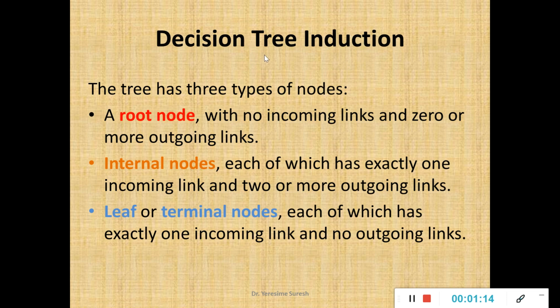Now you all know that a tree is nothing but a graphical representation which has some vertices and edges. The same concept is replicated for the decision tree, wherein the decision tree has three types of nodes. The first one is the root node, the second one is the internal node, the third one is the leaf or terminal node. Now what is this root node? It's a node with no incoming links and 0 or more outgoing links.